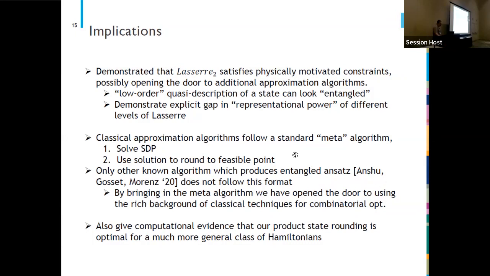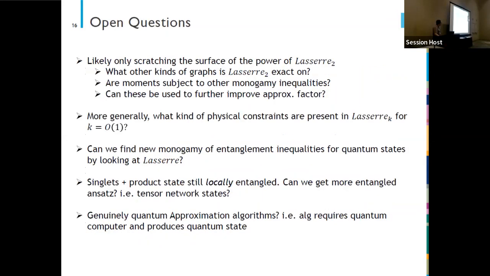We've also, another important thing, brought the standard classical recipe into this entangled rounding picture. There's a lot of classical results which make use of the higher levels of the Lasserre hierarchy. By showing how to do this, maybe we can bring in those results and have implications for quantum rounding algorithms. Another thing we do in the product state rounding paper is we have pretty strong computational evidence that the rounding algorithm is also optimal for rank 1 projectors, but we couldn't quite prove it in time for the deadline.